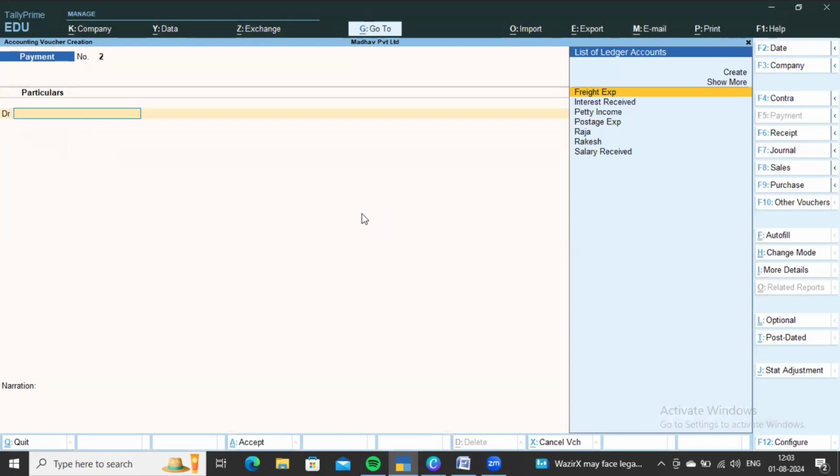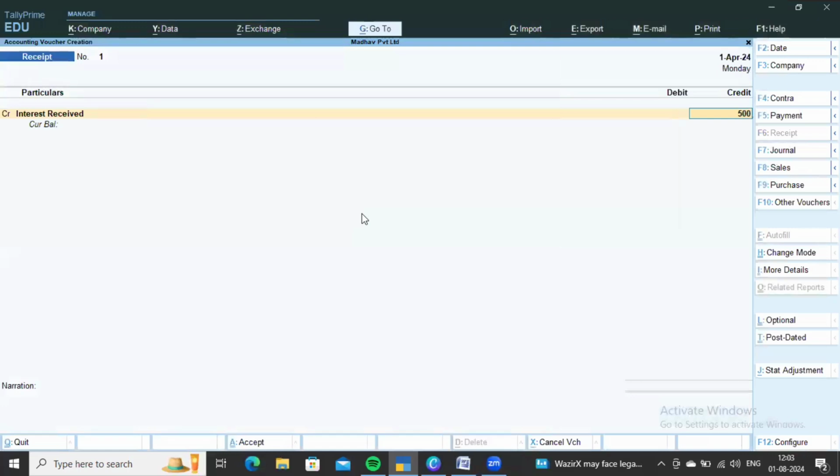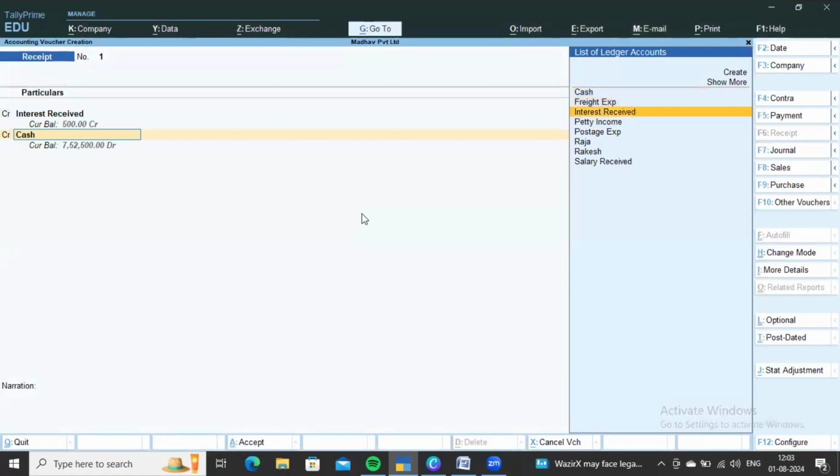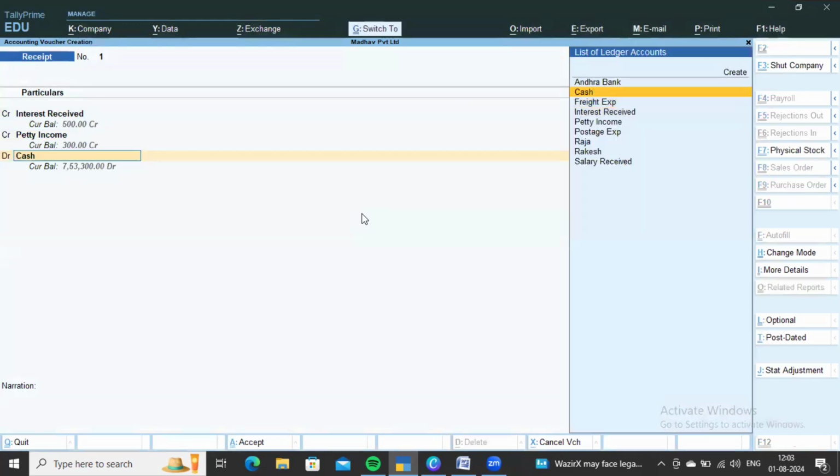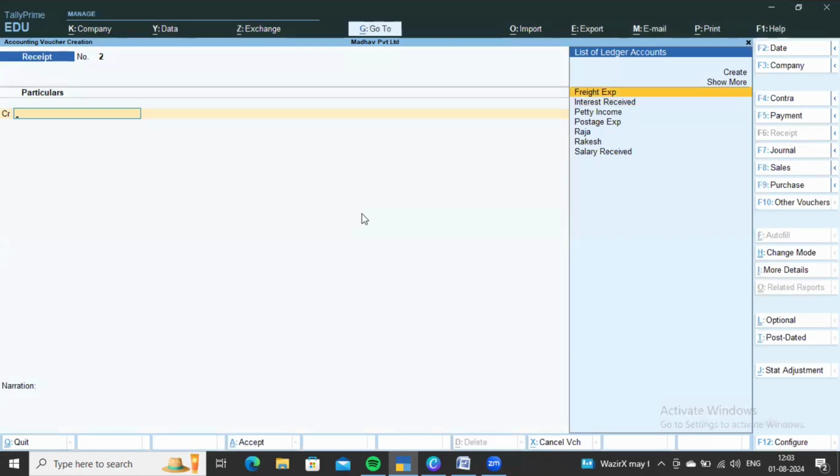We can also credit multiple accounts in a receipt voucher by pressing the F6 button on your keyboard. Let me show you. Interest received, and again give the credit symbol here. Petty income, and again give the credit symbol. If you want to credit any item, do so, or else give debit. Then press Ctrl+A. This is how we can debit multiple accounts and also credit multiple accounts by using double entry system mode.